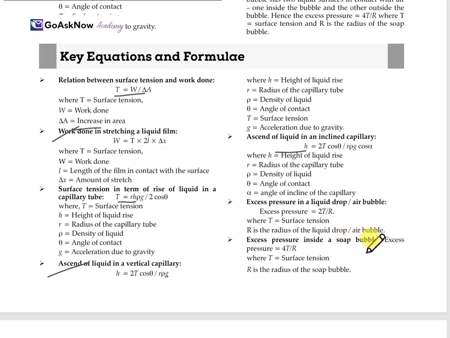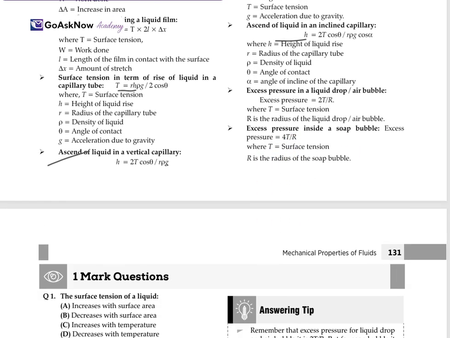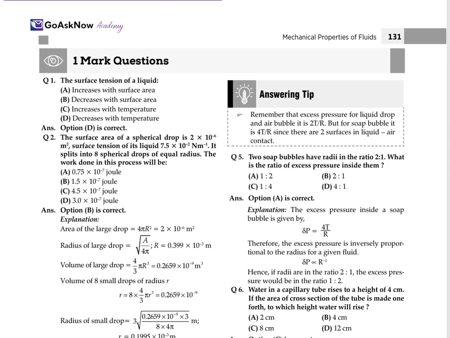Excess pressure inside a soap bubble will be 4T upon r, and for an air bubble it is 2T upon r. T is the surface tension and r is the radius of the soap bubble. Now on the basis of that, let's move forward with the 1 mark, 2 marks and 5 marks questions.